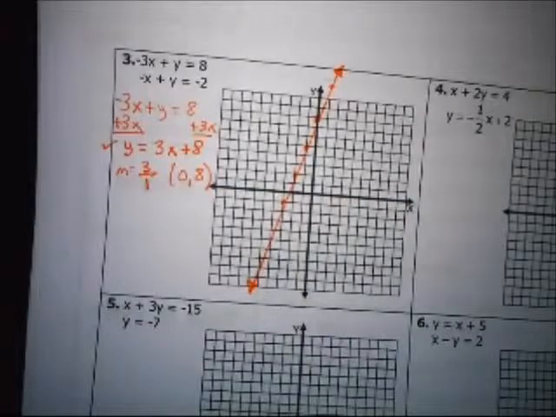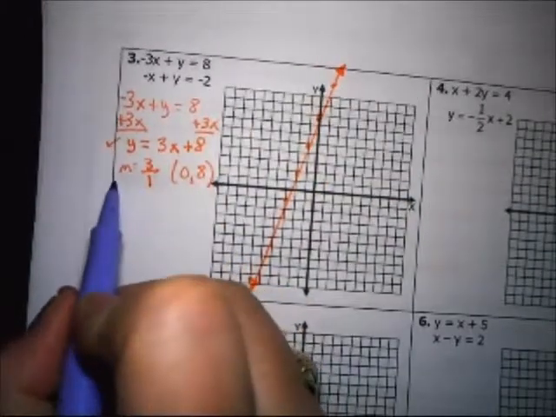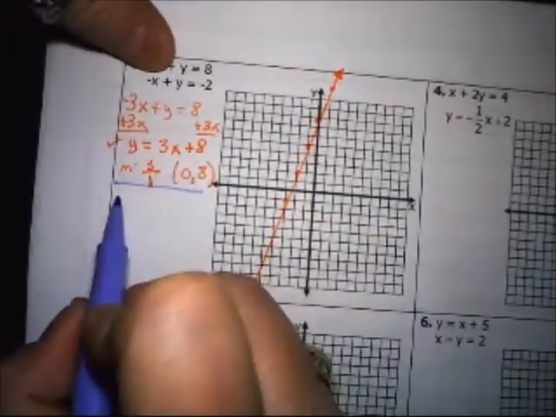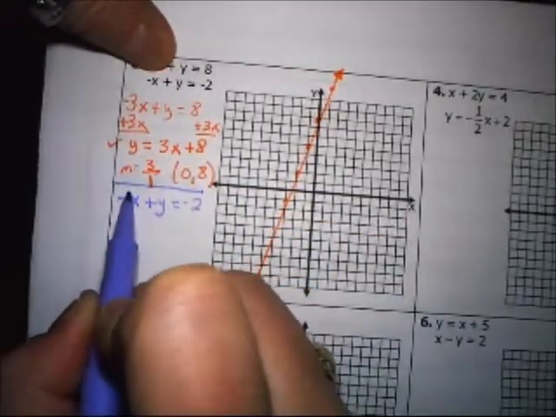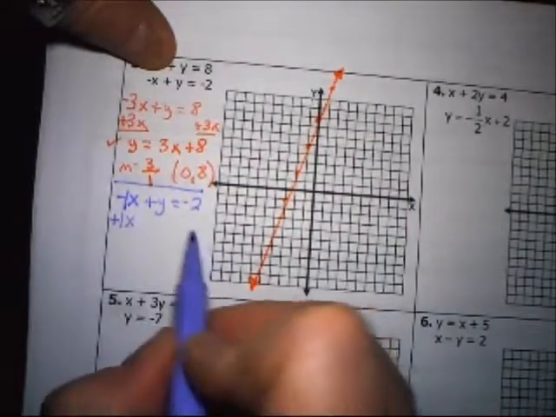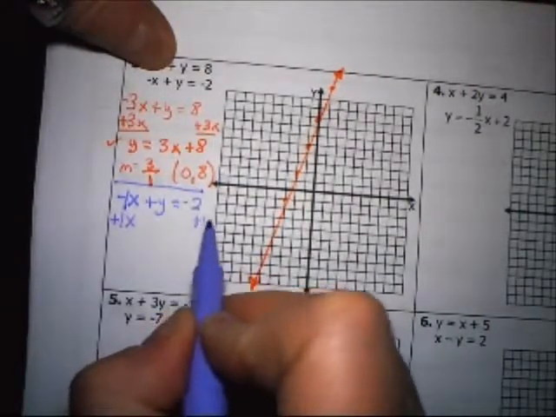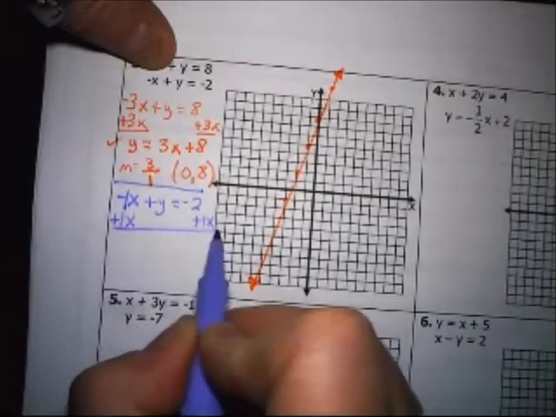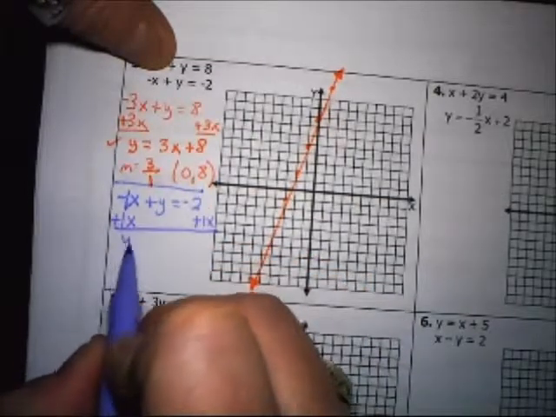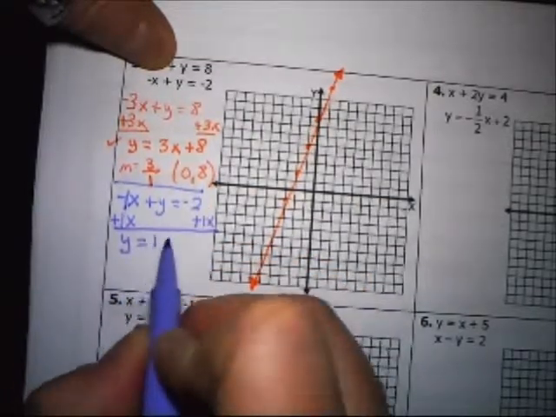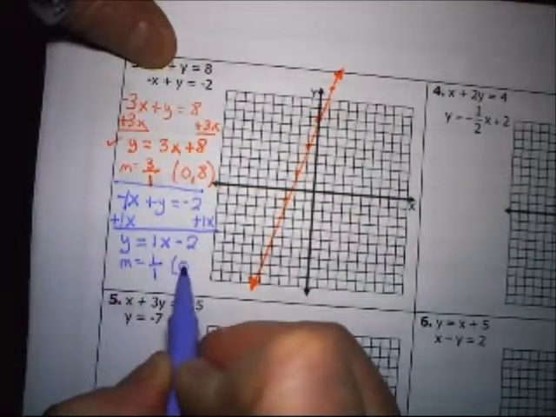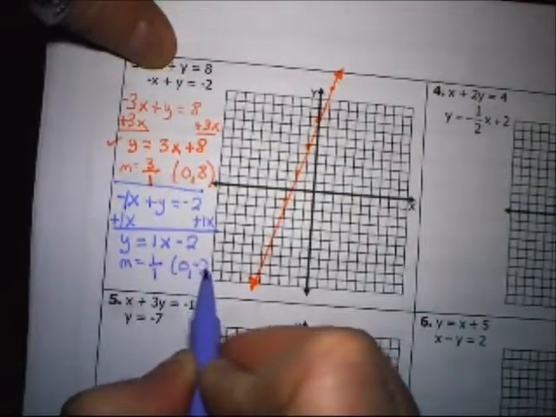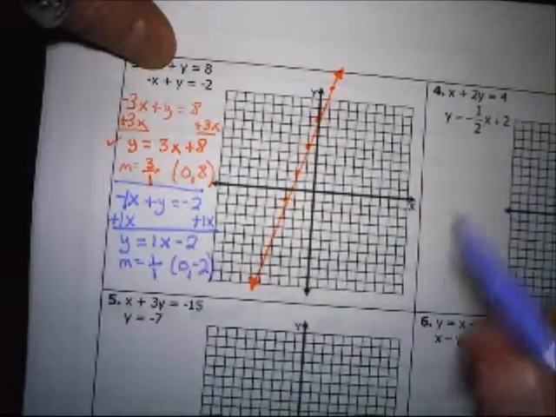Now my second equation is not written in the correct form either. I have negative x plus y is equal to negative 2, so I put a 1 in front of that x, and when I move it, it changes to a positive 1x. So I have y equals 1x minus 2. My slope is 1 over 1, and my intercept is 0, negative 2.